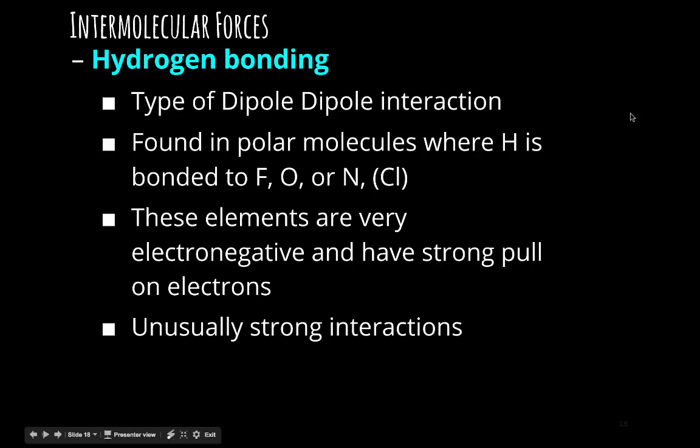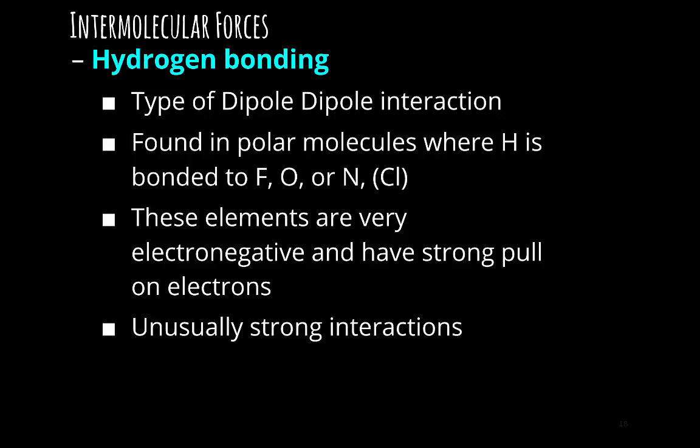A special type of dipole-dipole interaction is something called hydrogen bonds. Hydrogen bonds are found in polar molecules. This is still under the umbrella of dipole-dipole, it's just a special type. It's found in polar molecules where hydrogen is bonded to fluorine, oxygen, nitrogen, and in some cases they even include chlorine. What happens is that because F, O, N, and Cl are all very electronegative atoms, they are really, really good at pulling electrons to themselves.